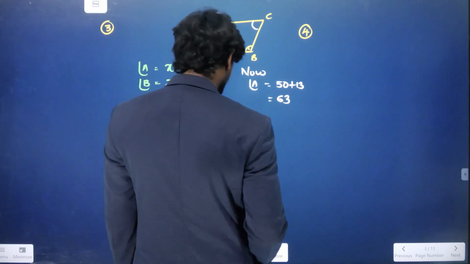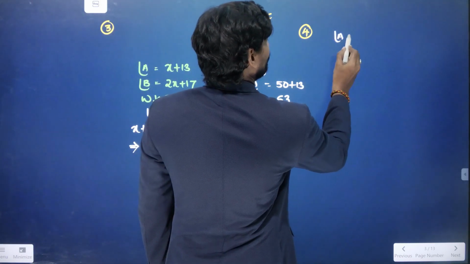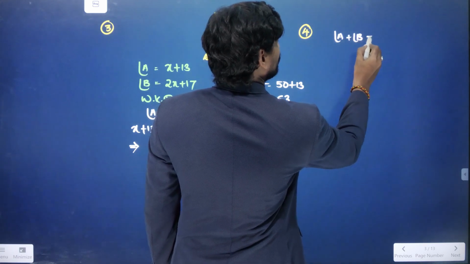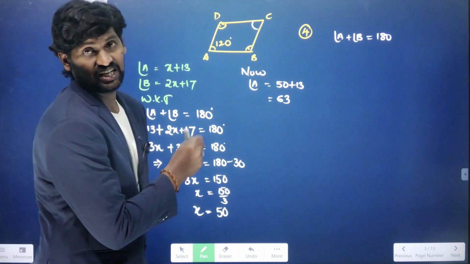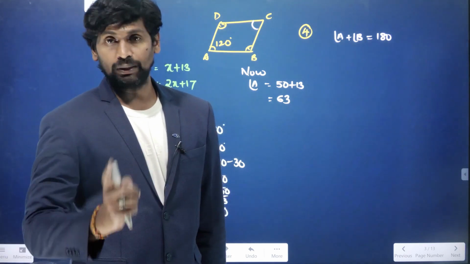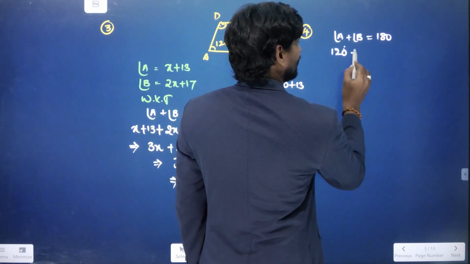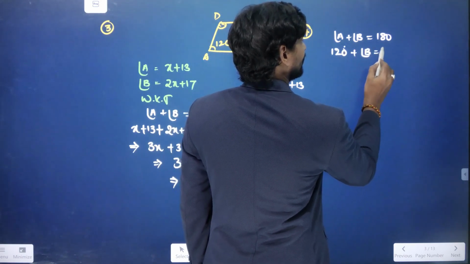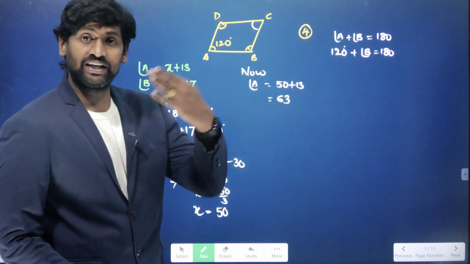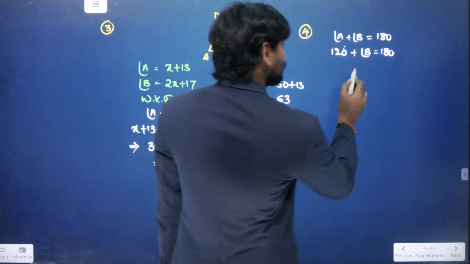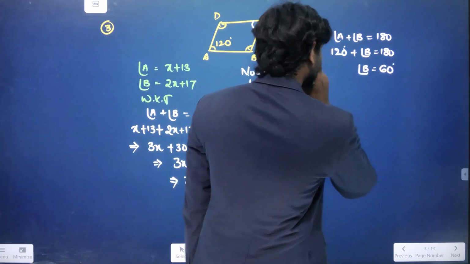Okay. So from the given figure we can take that angle A plus angle B equals 180 degrees, because adjacent angles of a parallelogram are supplementary. Angle A is already 120. Then angle B value is 180 minus 120, which is 60 degrees. So angle B is 60 degrees.